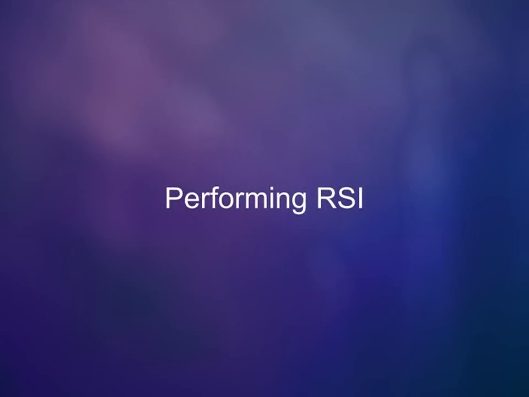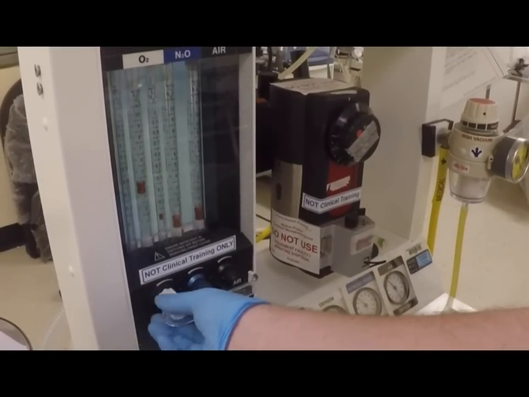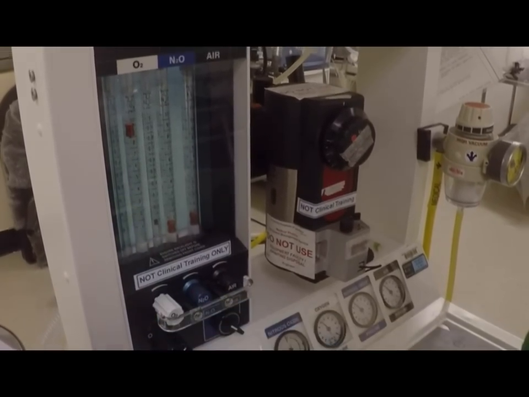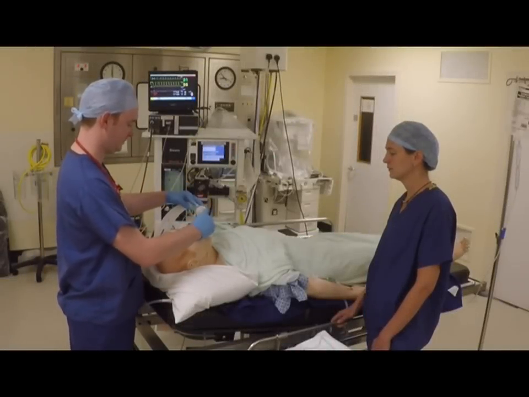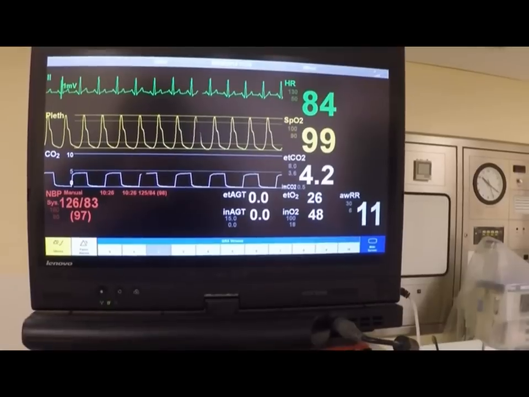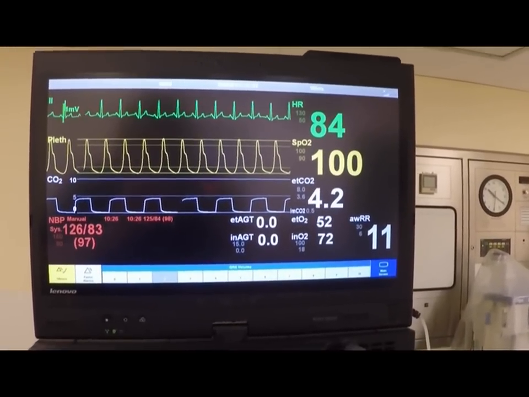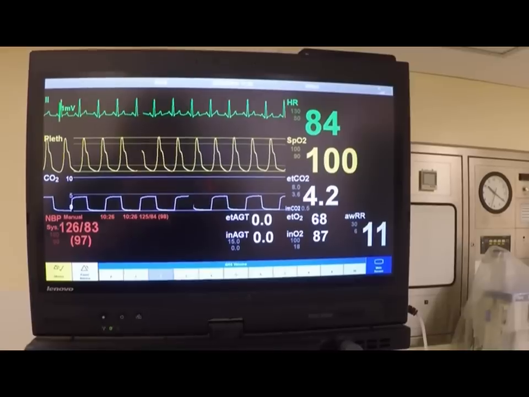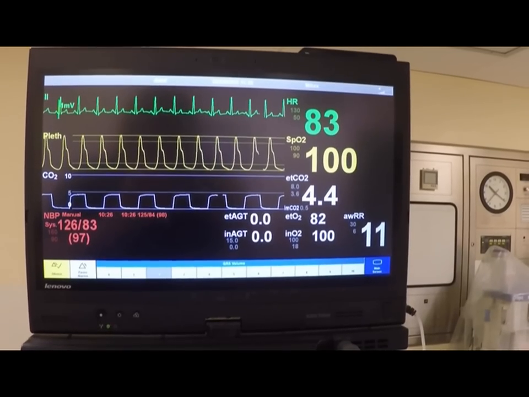The rapid sequence induction procedure. Preoxygenation needs to be carried out prior to induction, with the application of the face mask to ensure an adequate seal. This is carried out for either 3 minutes or 5 full vital capacity breaths, but the ideal is to achieve an end-tidal carbon dioxide trace on the monitor to confirm gas analysis and the subsequent achievement of an end-tidal oxygen level of greater than 90%.